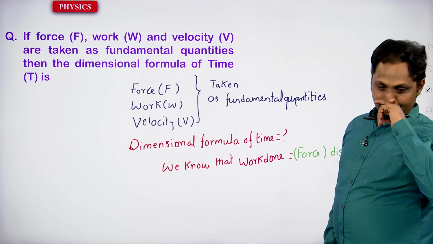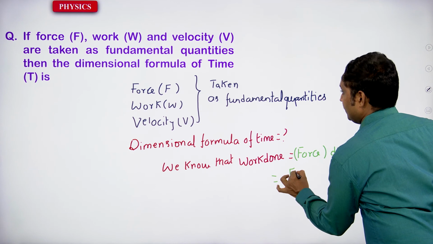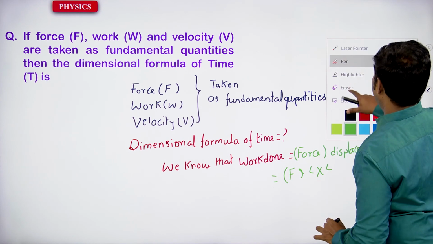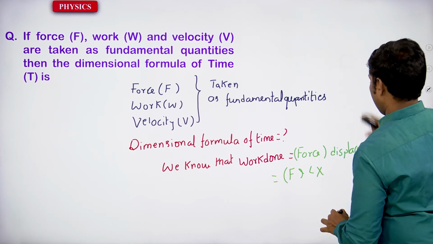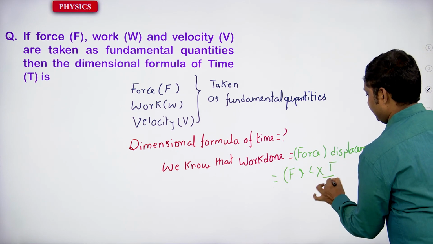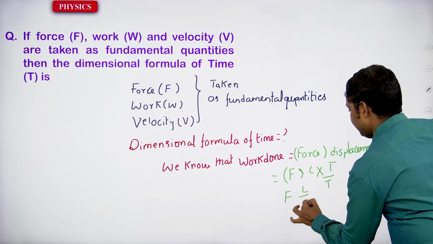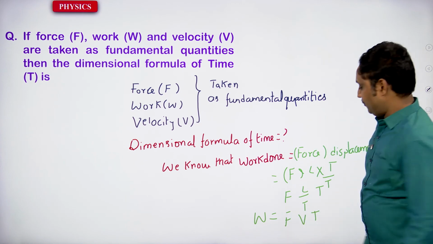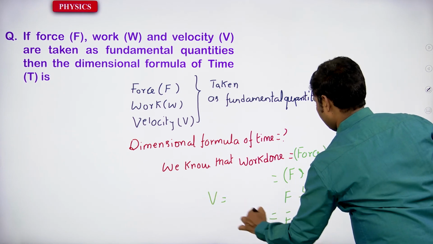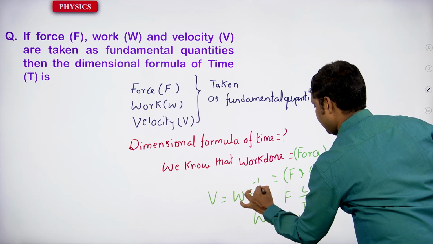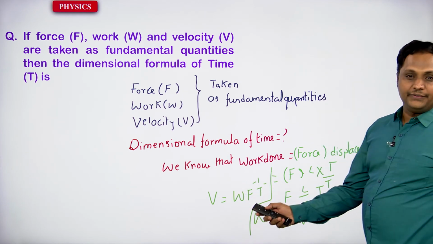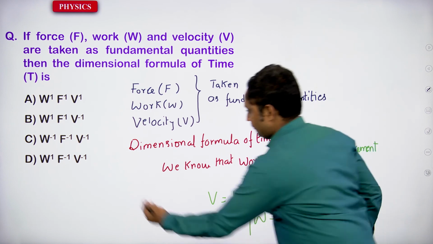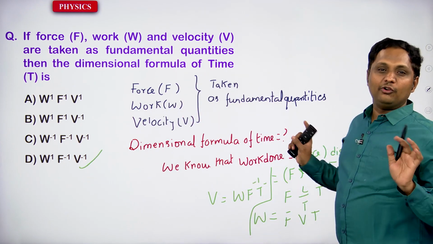Now, you are going to get this, that is F into L, you will multiply. You can get that T by T, so force L by T and T, force V T, W is equal to F V T. Now, you can write down T is equal to W F minus 1 V minus 1. Yes, we are getting these basic quantities. Let me see that answer. W F minus 1, yes, this is the correct answer that we are getting. In this way, we can solve the problems.